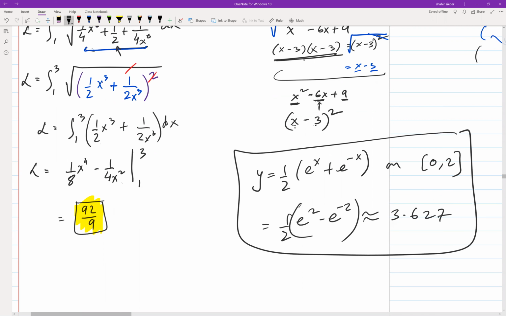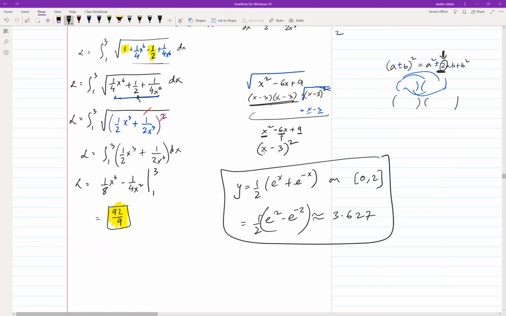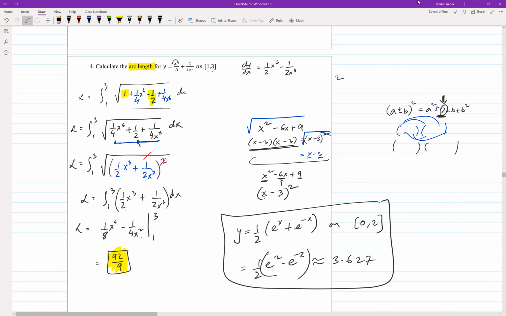And this is a homework problem for surface area and also some arc length problems. That concludes arc length and surface area.